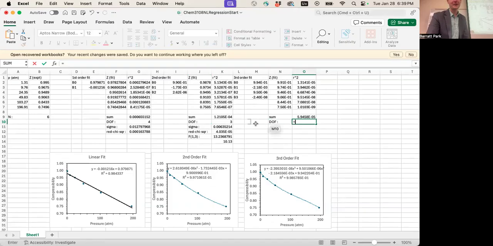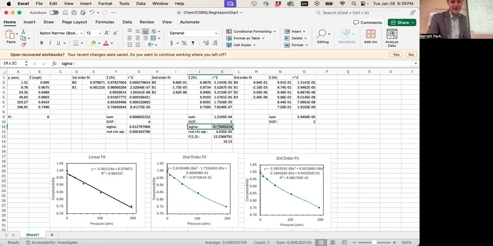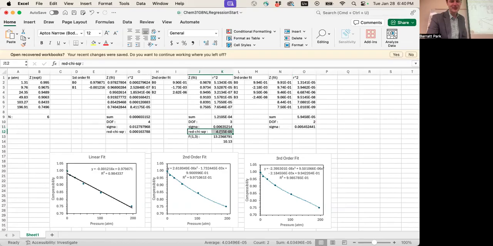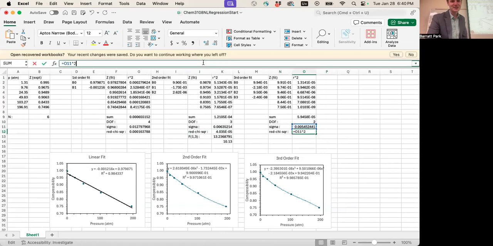So now the number of degrees of freedom is 6 data points minus 4 fit parameters. So it's only 2. Okay, the equation for sigma, I'm pretty sure I can just copy over. It's just this number divided by this number, and then you take the square root. The reduced chi-squared, I believe I can also copy over that formula because it's just the sigma value squared.